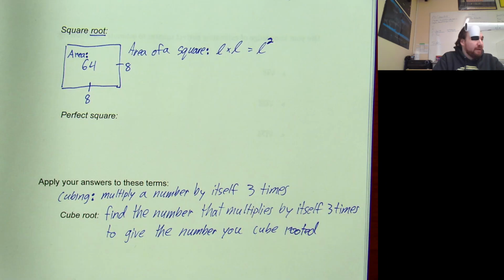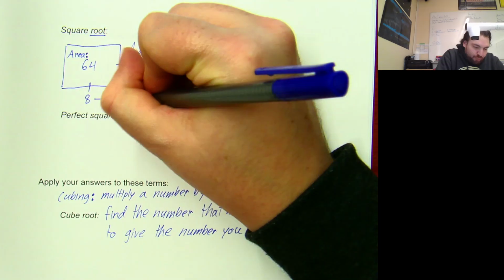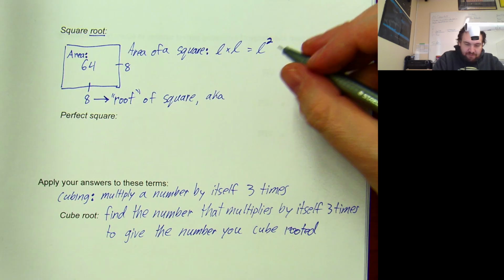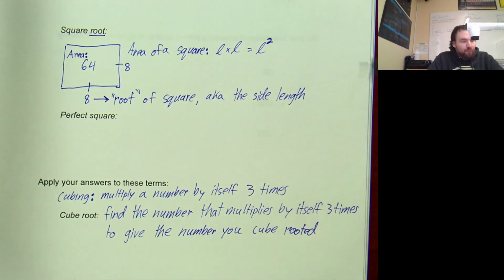And that's where this idea of square rooting comes from. That number 8 is the root of the square, aka, which means also known as, the side length. Okay? So that's where this idea of square rooting comes from.